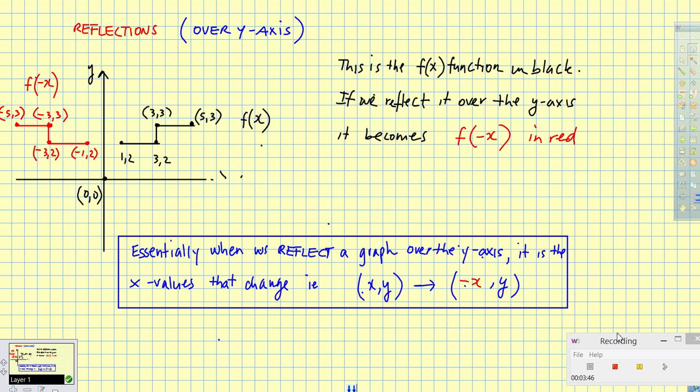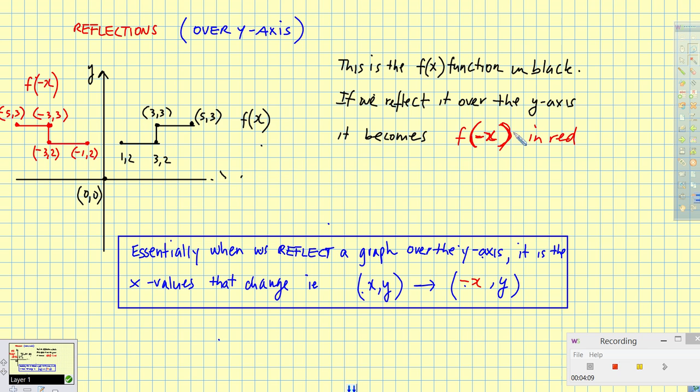Okay, if I want to do a reflection over the y-axis, well, the reflection over the y-axis entails that it's only the x values that are going to be affected. So notice that f of negative x here refers to a reflection over the y-axis, because what's being affected are the x values. So if I want to have only the x values involved, then wherever I have an x, I will just replace it with negative x.